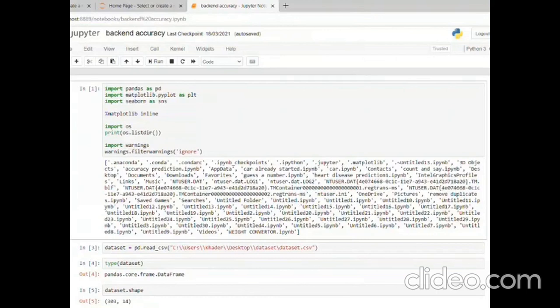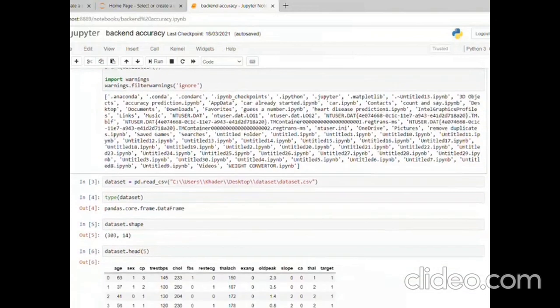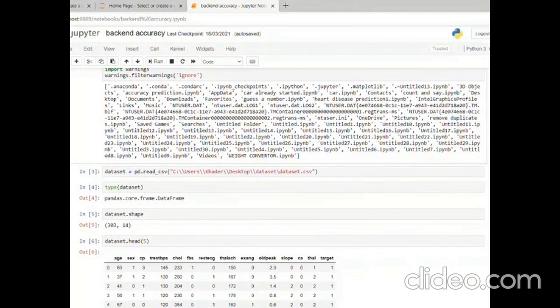This is the backend of my project, and here first we are importing the libraries pandas, matplotlib, pyplot, seaborn, OS and warnings. Next we have imported the dataset, and here we have used the read_csv. Read_csv is an inbuilt function of the pandas library which allows us to read the .csv files.